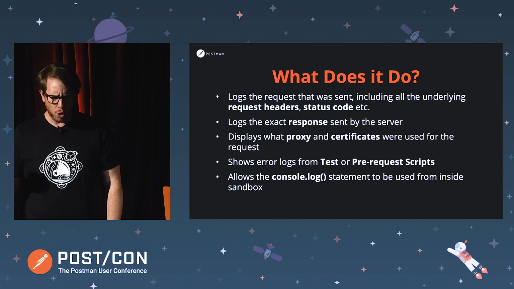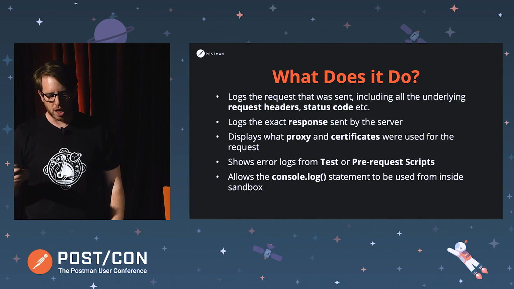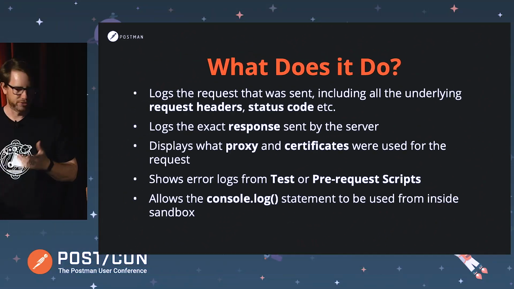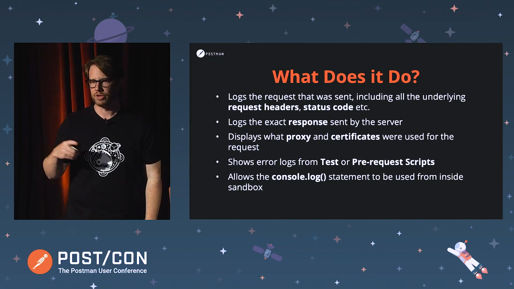Okay. So what does the Postman Console do? It'll log out and display all of the key aspects of a request, such as headers, body, status code, et cetera. You can also capture the response that is returned from the server and various information around that. We can see other pieces of information, such as proxies, certificates, things along those lines that may have been used, not to mention errors from the pre-request and test scripts that are executed. And lastly, one of the most powerful features is that it allows you to utilize console.log, which we had mentioned as well. This is, once again, a huge help when you're debugging your tests and your calls.